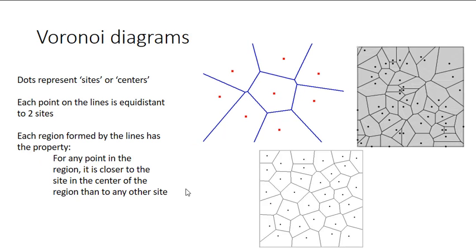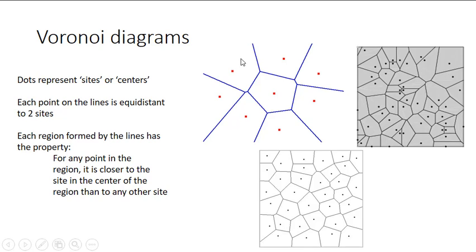So let's talk about a second roadmap type, and those are Voronoi diagrams. These exist outside of the robotics world. They're used in a lot of different fields, actually. What they are is a way to segment an environment. I posted 3 examples here, and each of them has a bunch of lines and a bunch of dots. The dots are the sites. That's what we call them, the sites, or you can also call them the centers.